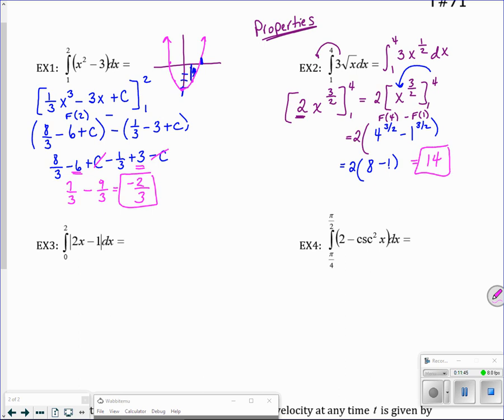Now, one last time, why don't you draw what that is representing? And it should make complete sense because you know a square root looks like this. And I would be evaluating from 1 to 4. I'd be finding the area of that weirdly shaped thing, and that would be 14.